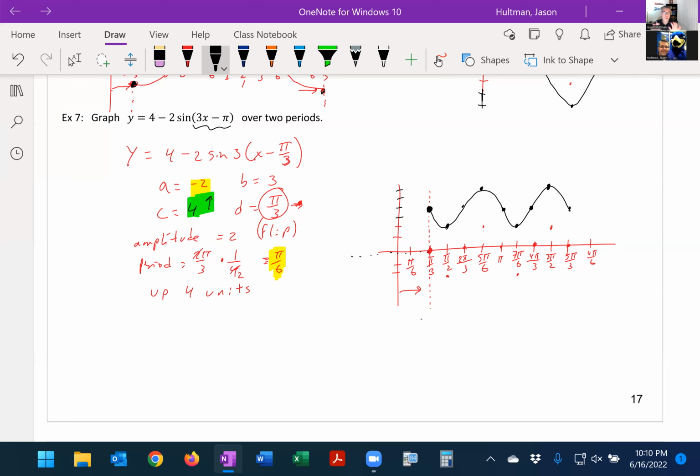Okay, so that's about where we stop with dealing with sines and cosines. The next section we'll deal with tangents and cotangents. A little different take on those guys. Okay, I'll see you in the next video.